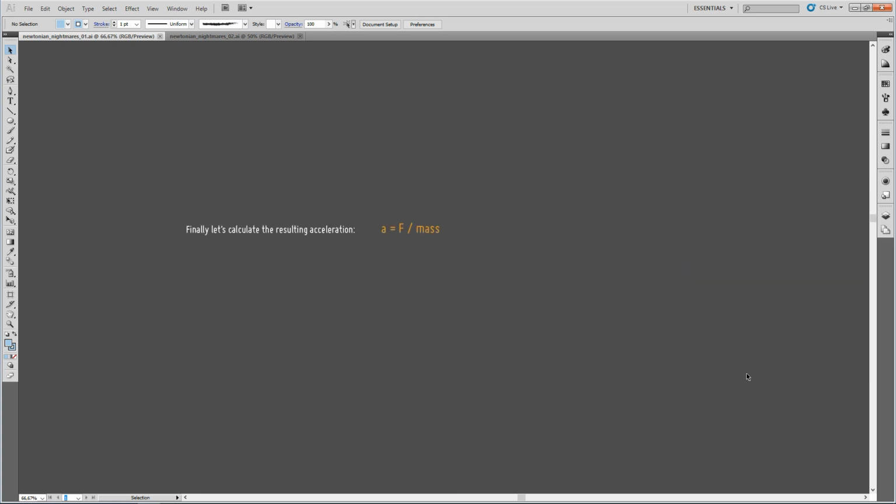And finally, what we need to know is that we can calculate the acceleration by dividing the force that we just derived from Newton's laws by the particle's mass. So these are the basic formulas that will help us build the physics of our particle simulation.